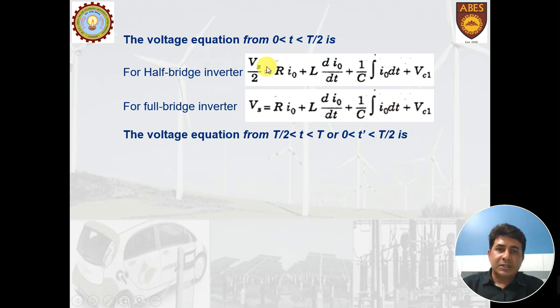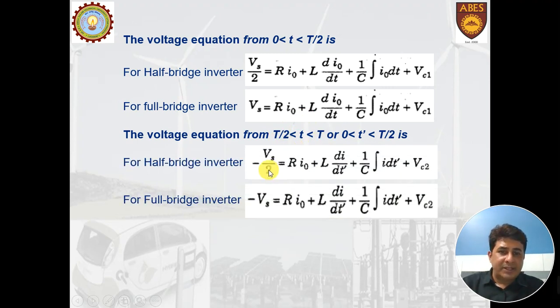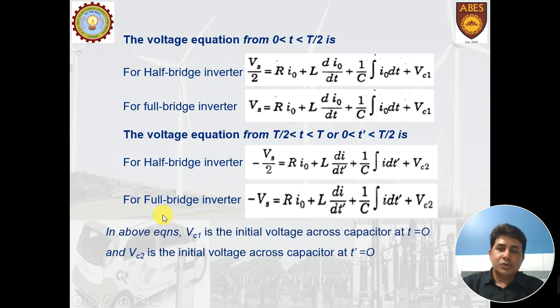Similarly, this is the voltage from 0 to T by 2. If we wish to find out the voltage from T by 2 to T, then again applying KVL, we will get these two relations. These two relations are similar to the previous two relations. The only difference is that here the voltage is positive, here the voltage is negative. Here the initial condition of the capacitor is Vc1, here the initial condition of the capacitor is Vc2. So in these equations, Vc1 is the initial voltage across the capacitor at time t equals 0. Similarly, Vc2 is the initial voltage across the capacitor at t dash equals 0. T dash here is T by 2.